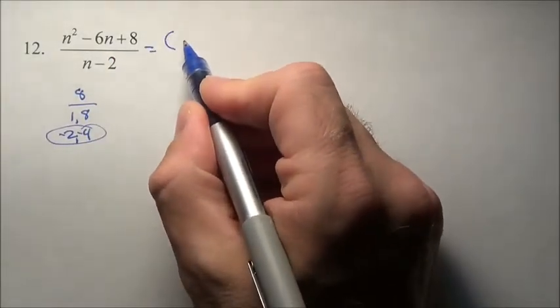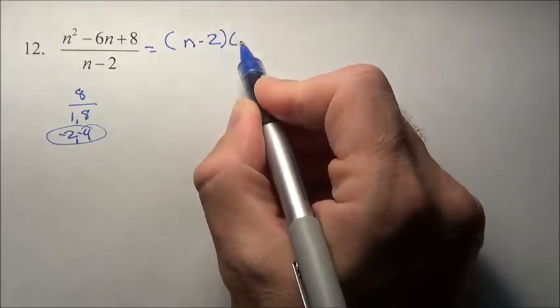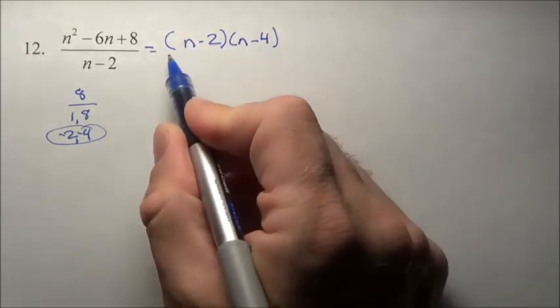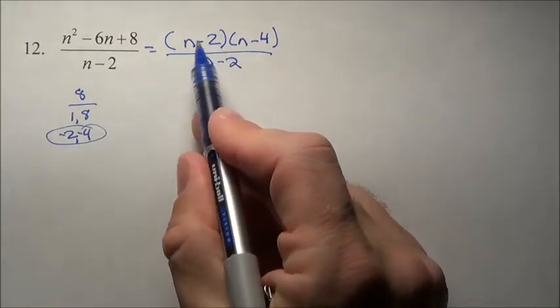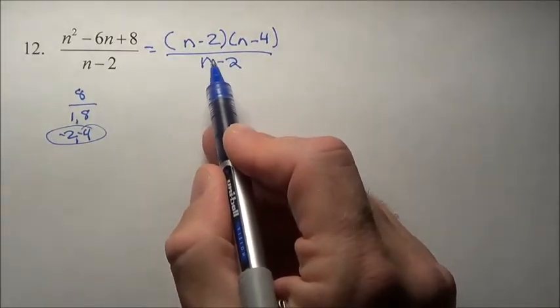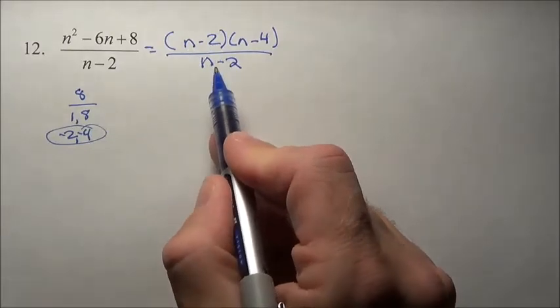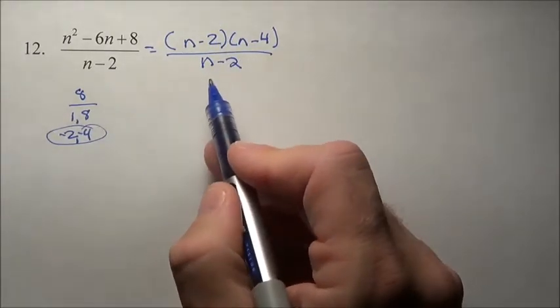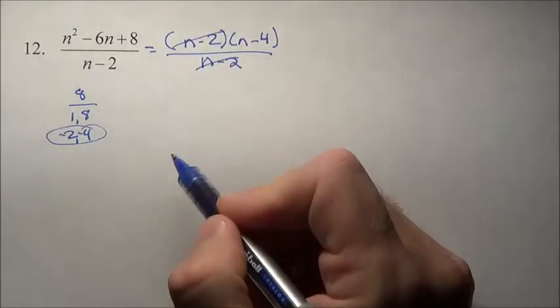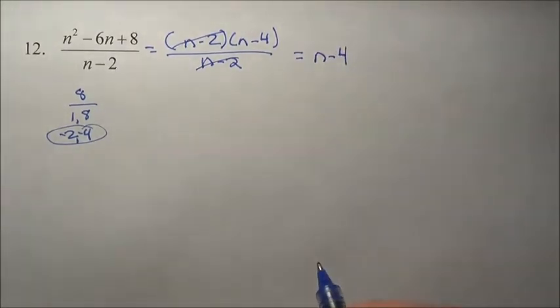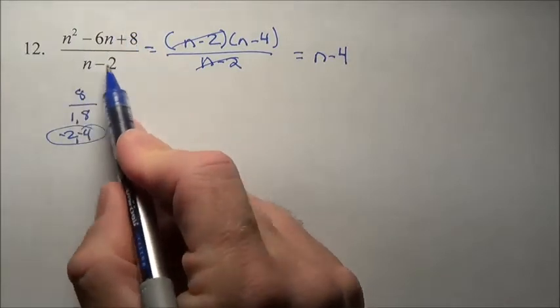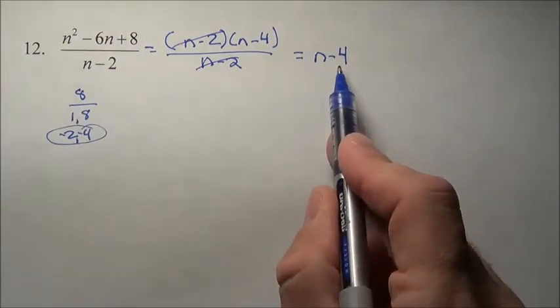So I know that this is simply an n minus 2 times an n minus 4, all divided by n minus 2. Now this n minus 2 and this n minus 2 are going to be the same number. If I plug 6 in, you get 4. 4 divided by 4 just gives you 1. So these are going to cross out with one another, and you're simply left with a solution of n minus 4. This whole thing is nothing more than saying n minus 4.